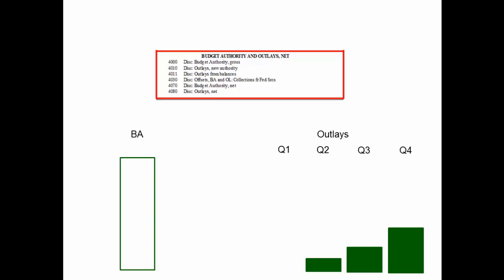Okay, now that we've reviewed what the SF133 looks like, let's talk a bit more about how we use it. First, let's consider how it's used for unexpired accounts. There are a lot of ways it can be used. I'll talk about just a few of them. I'm sure you can think of a lot more.